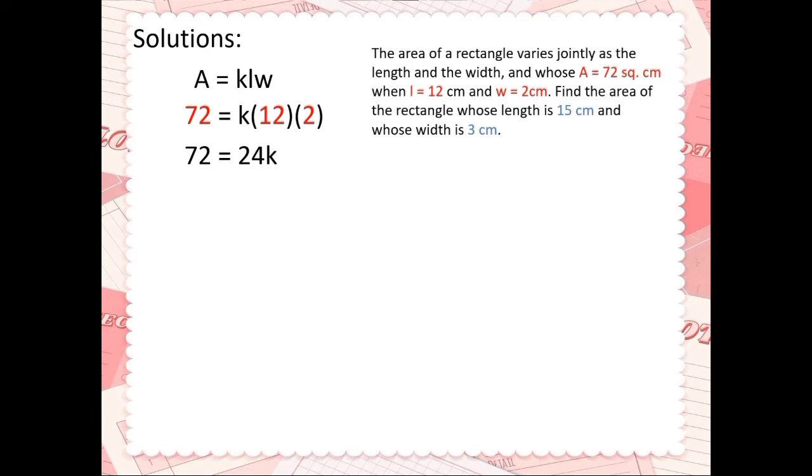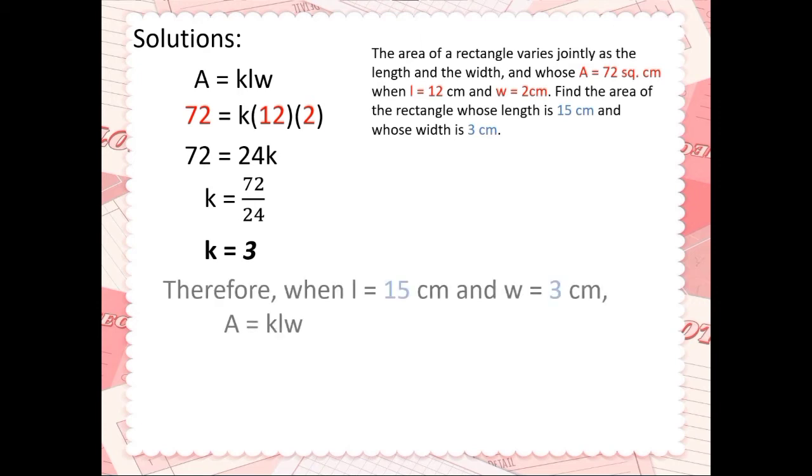Divide both sides by 24. Then k is equal to 72 over 24. So 72 divided by 24, the value of our k now is equal to 3. Now, find the area of the rectangle. We are going to use the value of our L, which is 15 cm, and the value of our W, which is equal to 3 cm.